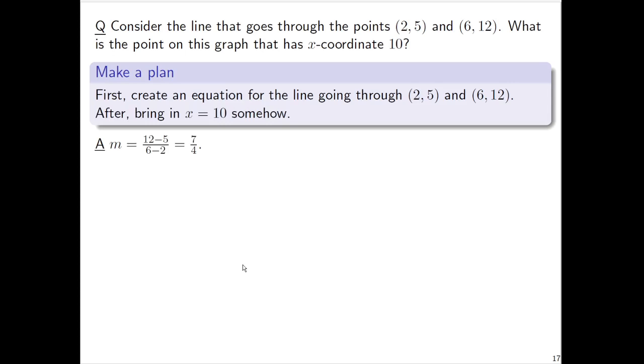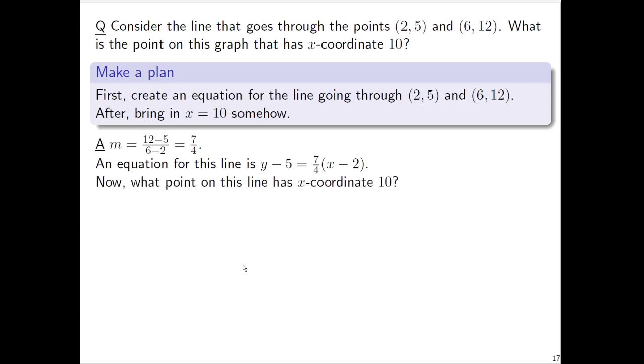So we just need to create an equation for a line going through 2 points, compute the slope. Yeah, change in y over change in x, so 12 minus 5 over 6 minus 2. And in point slope form, which is going to be easier here, to be really honest, right? Here's an equation for the line using the first point. So y minus 5 equals 7/4 times the quantity x minus 2. Now, what point on this line has x coordinate 10? Right? We need to bring in x equals 10 now.